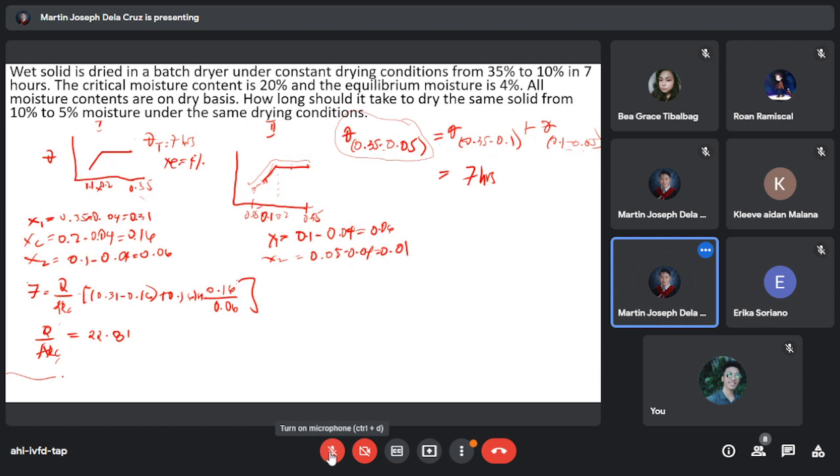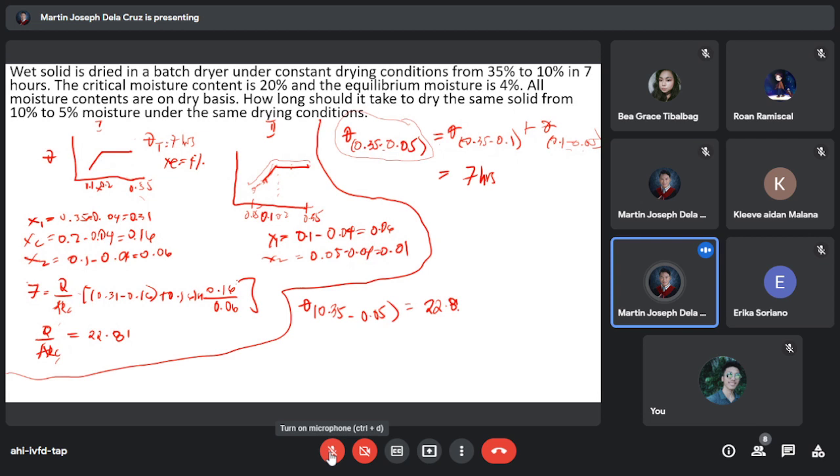Okay? So in dito ako na lang nagay class. So in theta, drying time of 0.35 to 0.05 class is equal to your Q over ARC, which is 22.81 class times your X1. What is our initial X1 class? It is 0.35. And then, our moisture content is 0.16 plus 0.16, your falling rate period, ln 0.16 over, instead of using 0.06 class, we have to use your 0.01 class, okay?